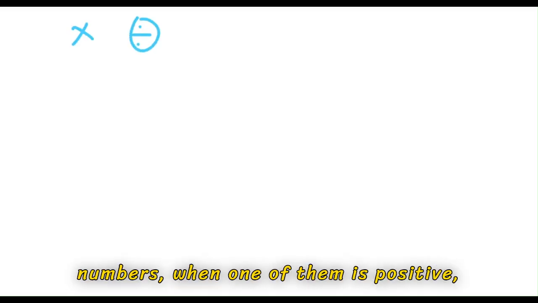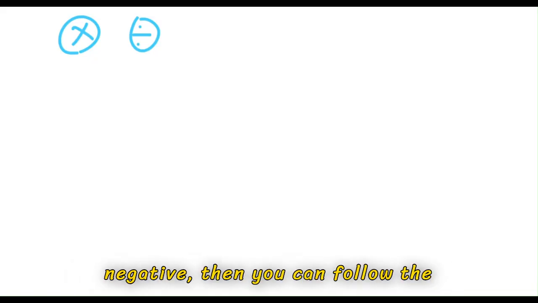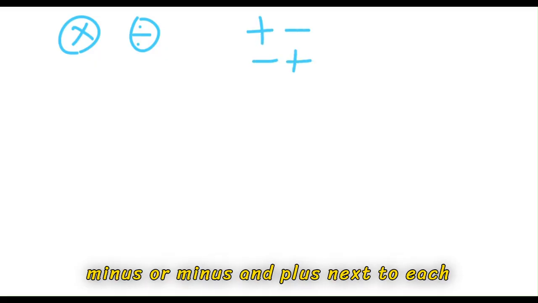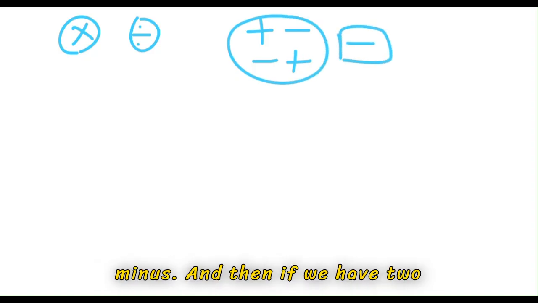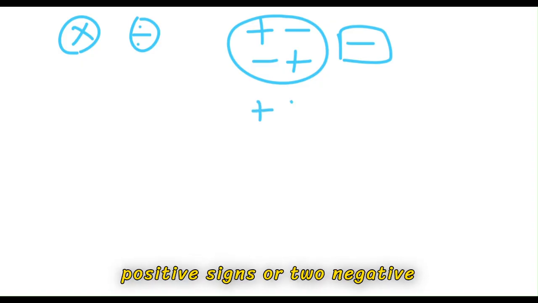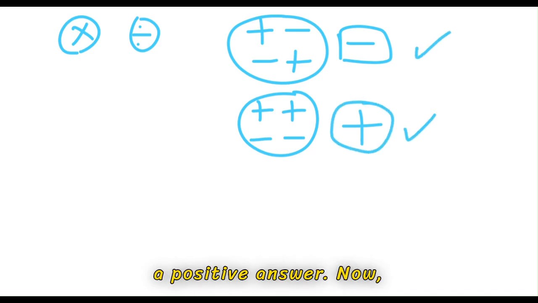And then we start with multiplication and division. Now what is important? Whenever we have to multiply or divide two numbers, when one of them is positive, one of them is negative, or both are negative, then you can follow the order. If you have plus and minus or minus and plus next to each other, they will always give you a minus. And then if we have two positive signs or two negative signs, it will always be a positive answer.